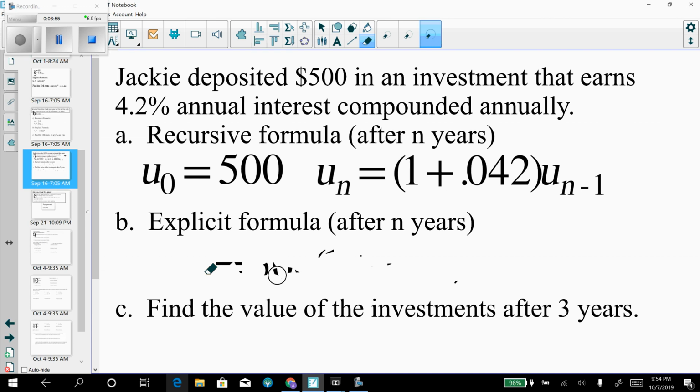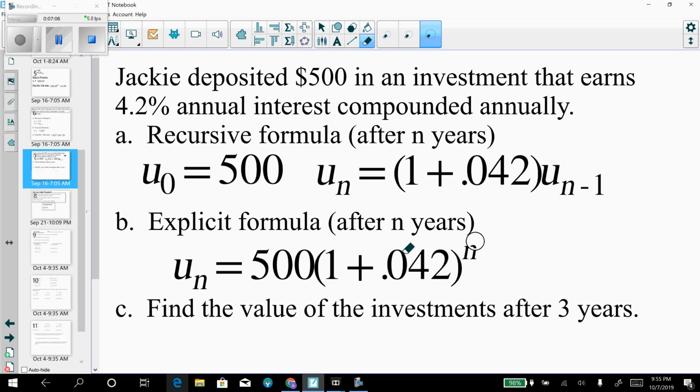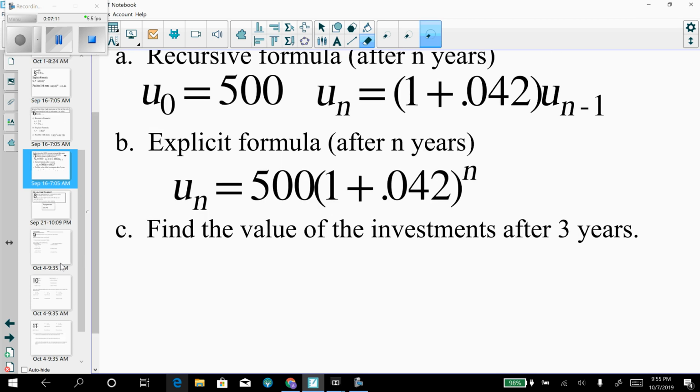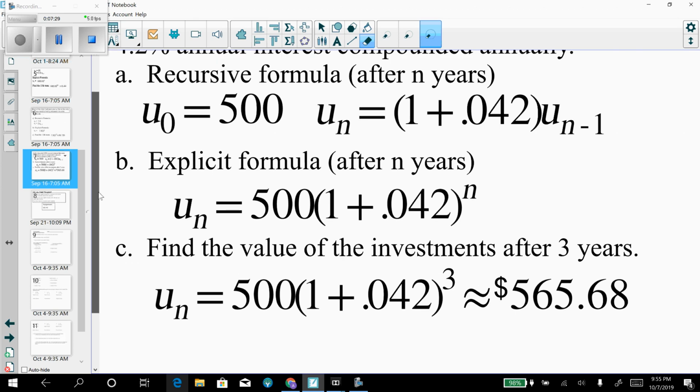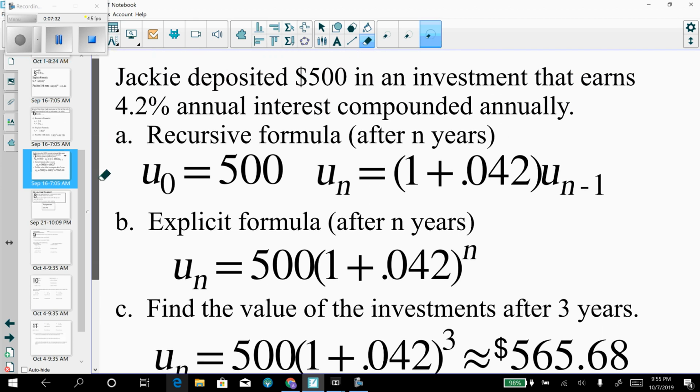Here's your explicit formula. U sub n is going to be 500, our starting amount, times 1 plus 0.042 to the nth power. And then the value of the investment after 3 years, the only thing that we change here is we change this n to a 3. When you do that, you get approximately $565.68. So that's pretty good for not adding any more money to that account, just relying on the interest there.